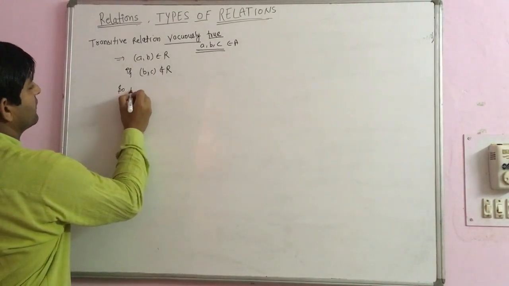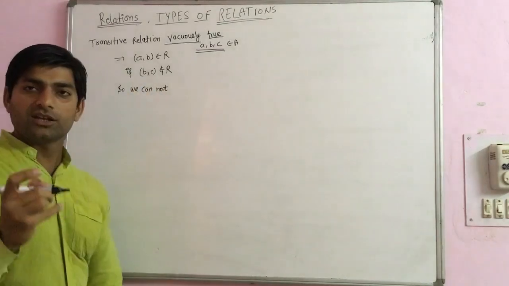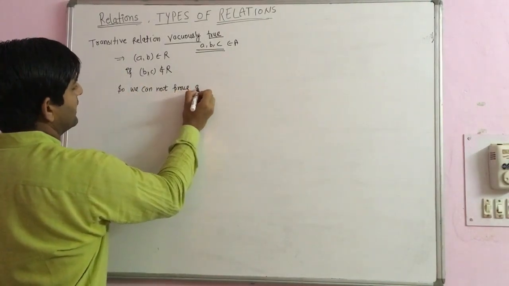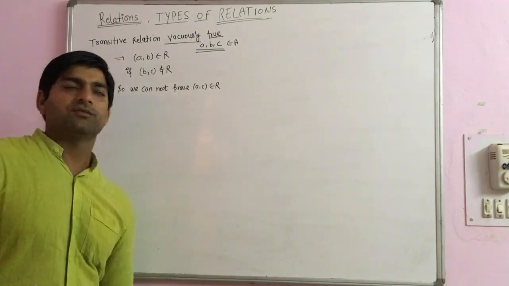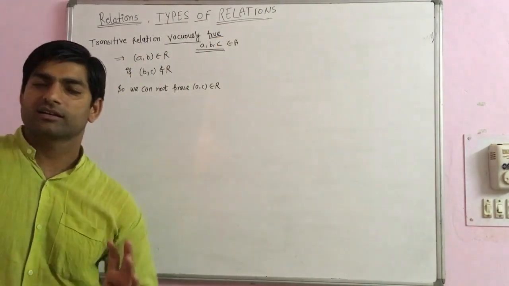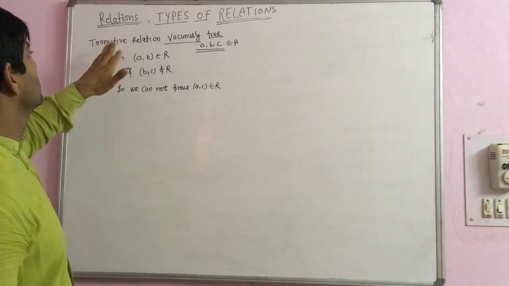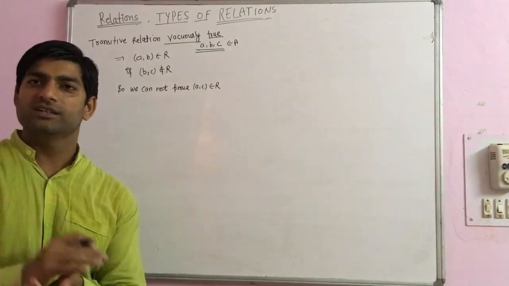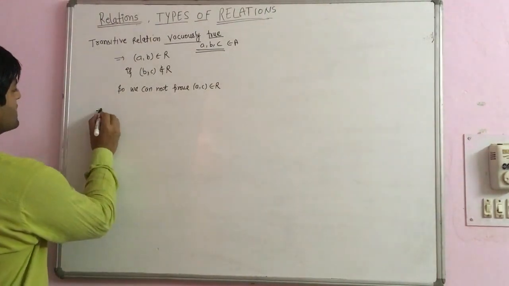Because we are not having the second condition here, we cannot prove AC is in R. Then we say that transitive relation is vacuously true here. In the absence of the second condition, we assume transitive relation is vacuously true. Right? Okay.